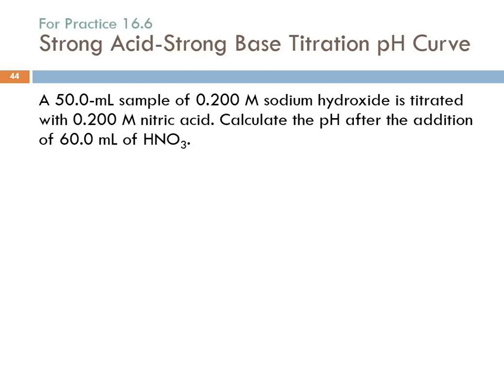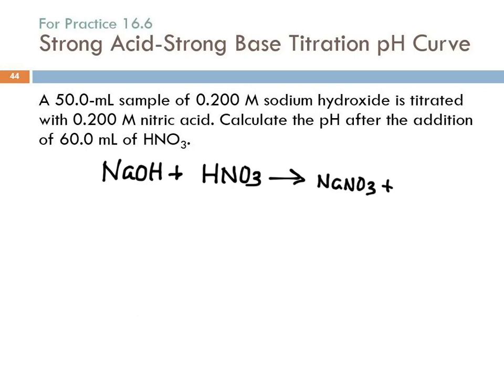Okay, so this is how I think about these things. We've got sodium hydroxide plus nitric acid, and that's going to neutralize and form sodium nitrate and water. We really don't care what the products are, but we do have to have our stoichiometry straight. This is just 1 hydroxide per mole, and this is a monoprotic acid, so it is 1-to-1.